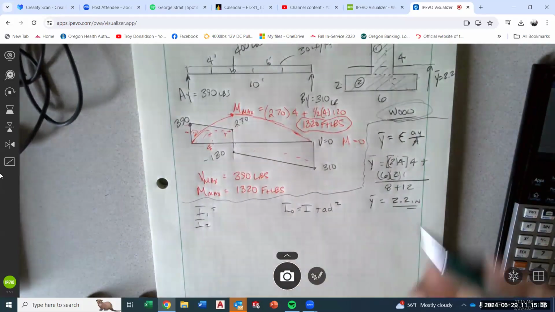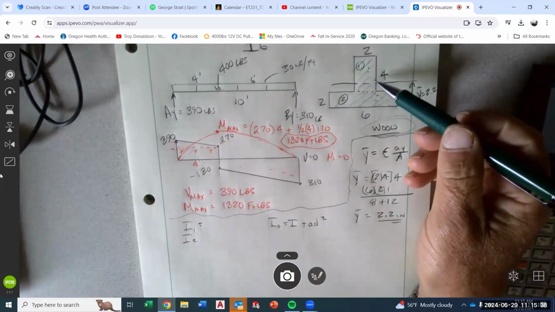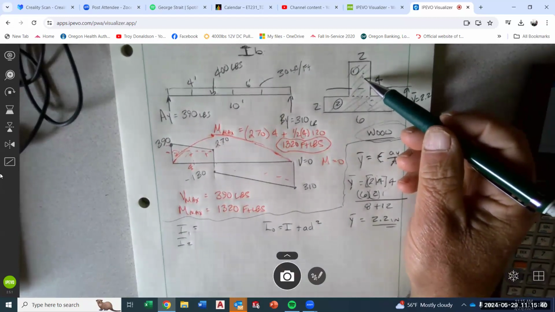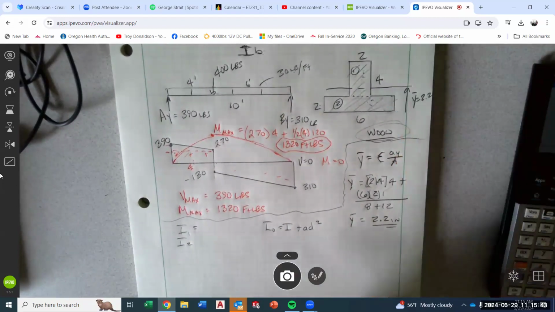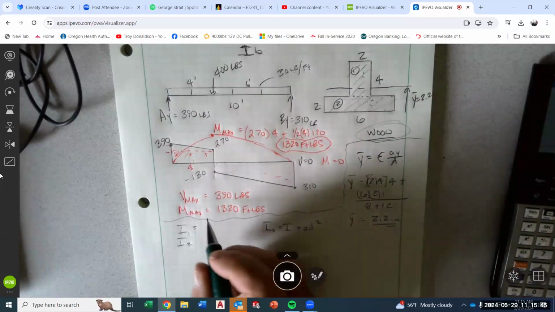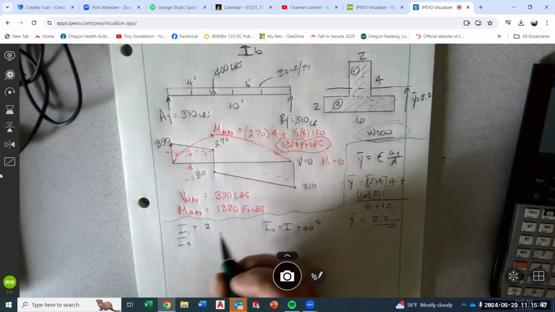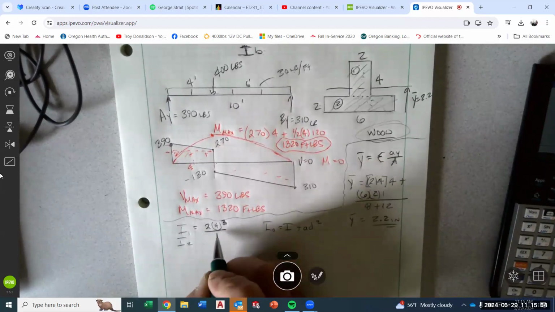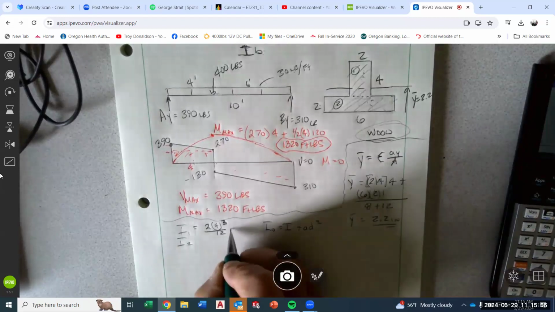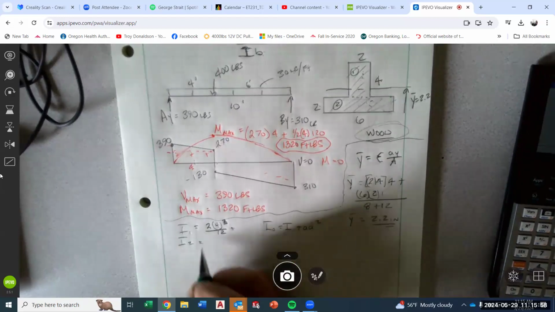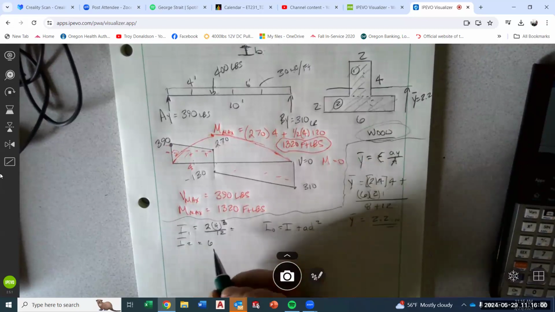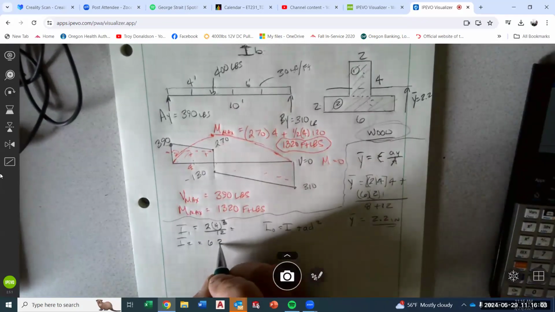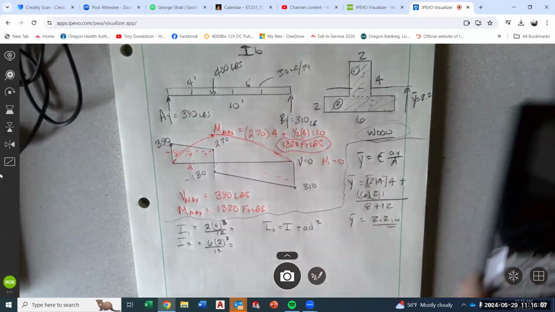I1, that's this shape right here. Remember, base times height cubed over 12 for a rectangle. The base is 2. The height is 4 over 12. So that's 1. And then for 2, the base is 6, height is 2 over 12. So we'll run those real quick.